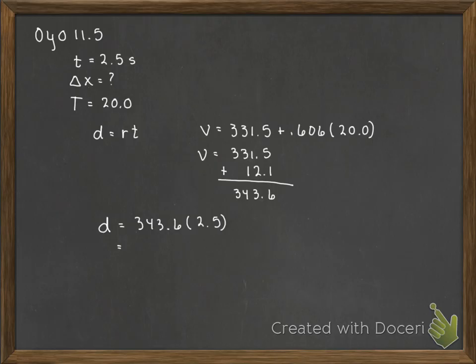times 2.5. And of course, we know that there are certain things in the atmosphere that change how long it takes for a sound to travel through air, right? So 343.6 times 2.5, to two significant digits, is 860 meters. Okay? Easy enough.